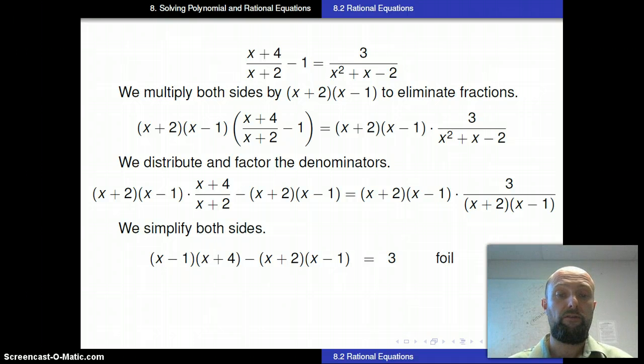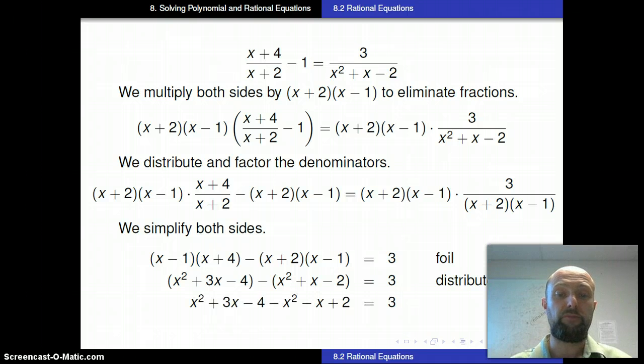Now we FOIL. (x - 1)(x + 4) becomes x² + 3x - 4. (x + 2)(x - 1) becomes x² + x - 2. Be careful with the parentheses. Now we distribute the minus sign and find x² + 3x - 4 - x² - x + 2 is 3. We simplify.